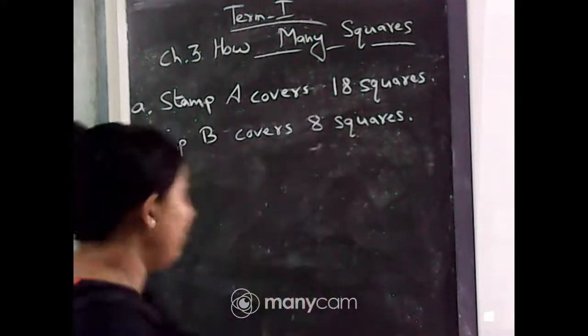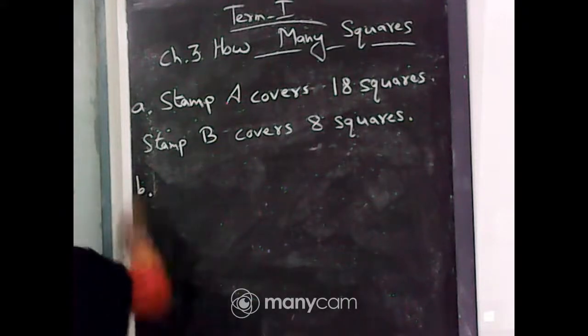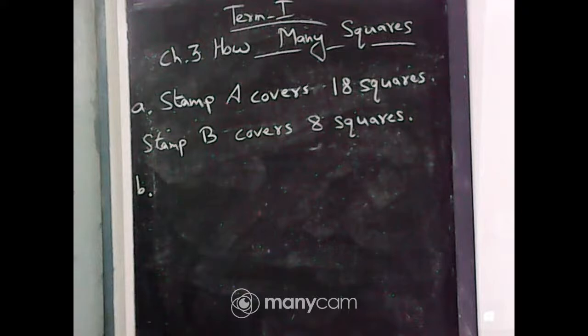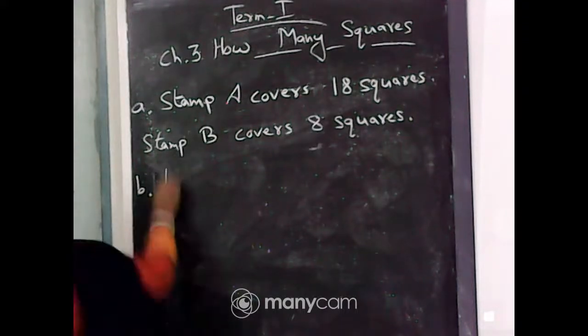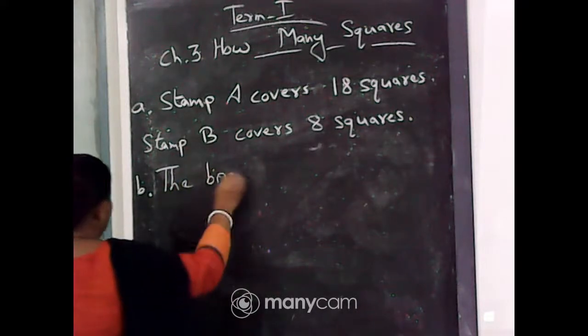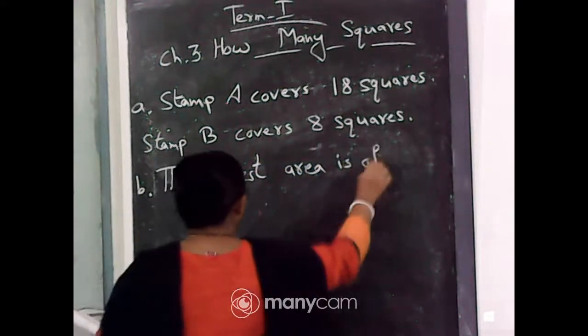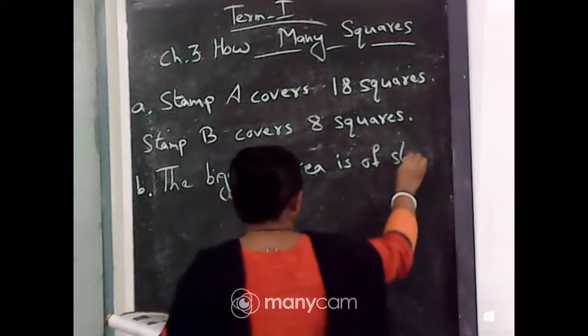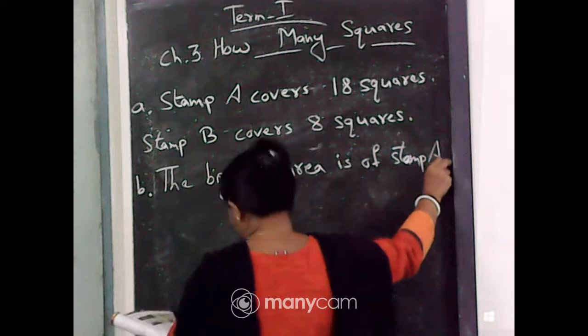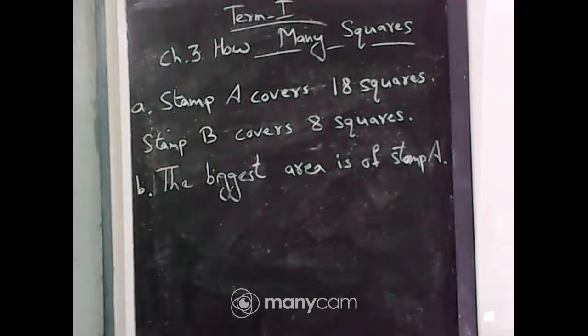Okay. So, you will write the answer for number B as the biggest area is of stamp A, because it is 18 square centimeter. The biggest area is of stamp A, that is 18 square centimeter. Okay. It is A, 18 square centimeter. Is this clear to everyone?